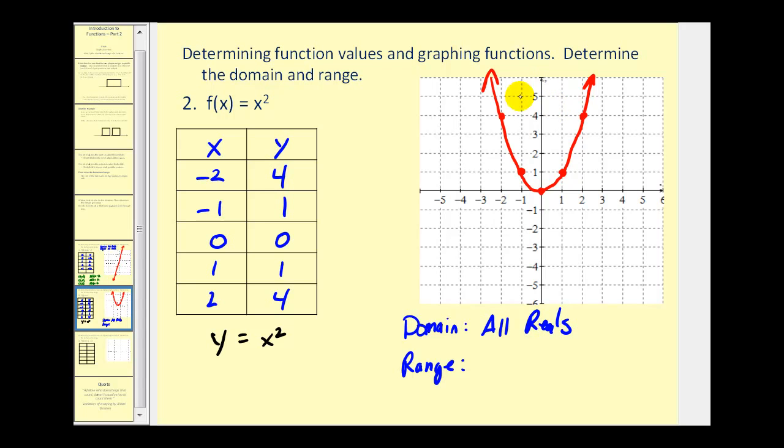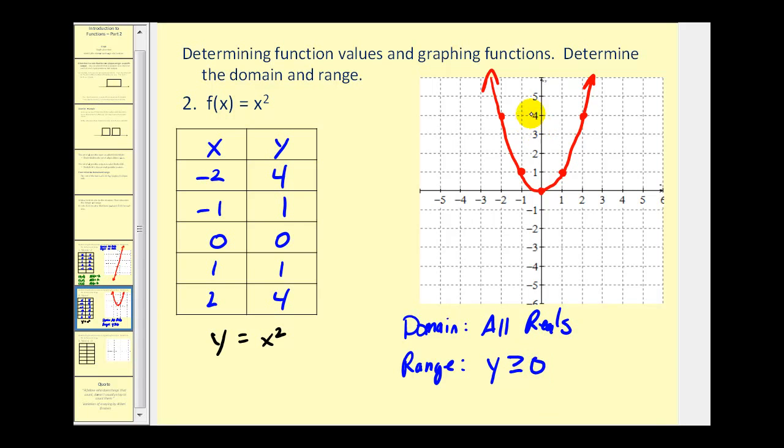Graphically, even though it's pretty clear this graph moves up forever, it is also slowly creeping left and creeping right, which does verify that our domain is all reals. However, if we look at our range, since we're squaring x, even when x is negative, y is always positive, or 0. So y is always going to be greater than or equal to 0, and that is going to be our range.